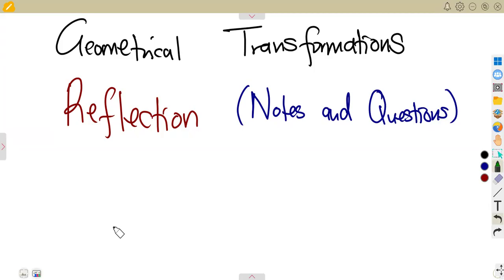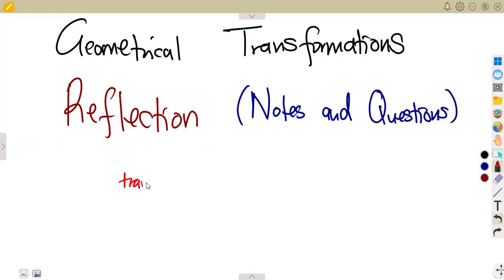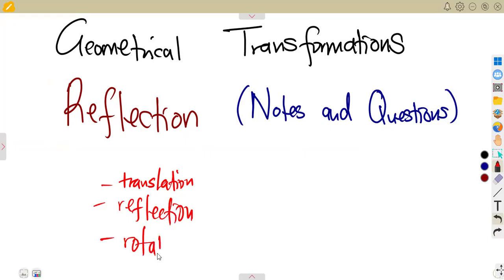So a reflection is still one and the same with these other transformations, because I said the isometries, the congruence there, it is affecting three transformations. If you still remember, we said there are three: translation, reflection, and rotation. These are the three transformations we are going to have.